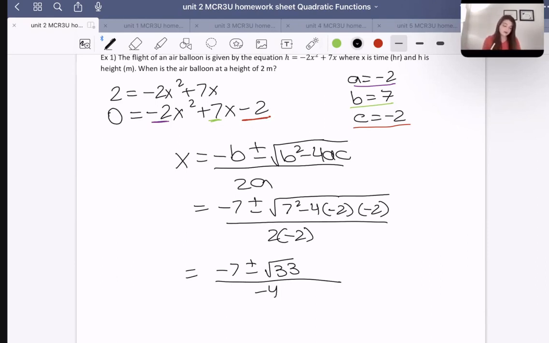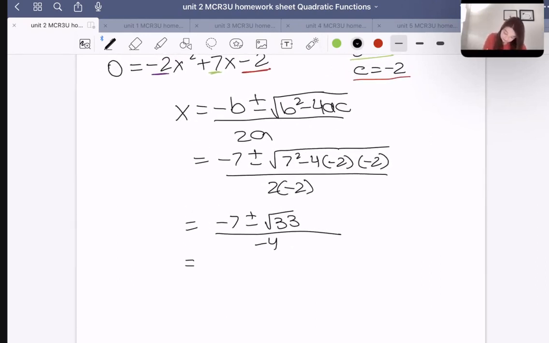So root 33 is approximately what? Root 33 is approximately 5.74, let's say. Okay, so then let's see what are our two answers. So let's do first plus 5.74 minus 7, and then divide by negative 4. We end up with 0.31 approximately.